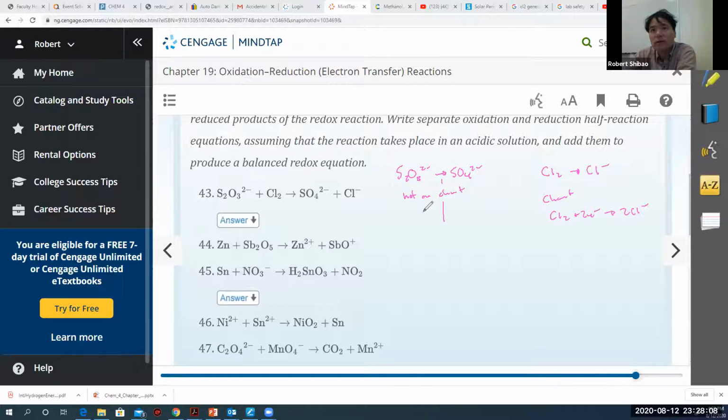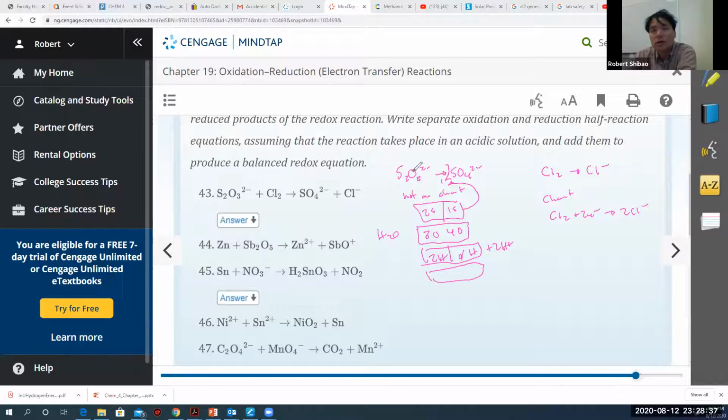And so over here we have 2 sulfurs, over here we have 1 sulfur. And so we multiply by 2. So we're going to put 2 sulfates there. Over here we have 3 oxygens. Over here we have 4 oxygens. And so we add 1 water to this side here. And then over here we have 2 hydrogens from the water and no hydrogens up there. So there's 2 hydrogens. And over here we have no hydrogens. And so we add 2H plus.